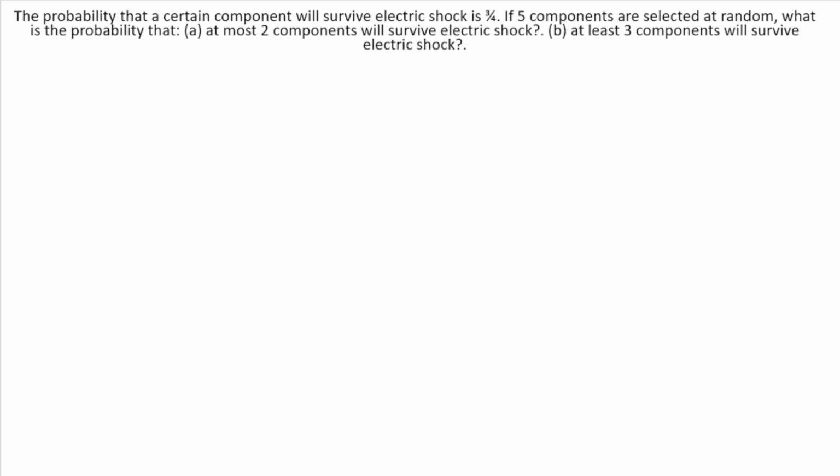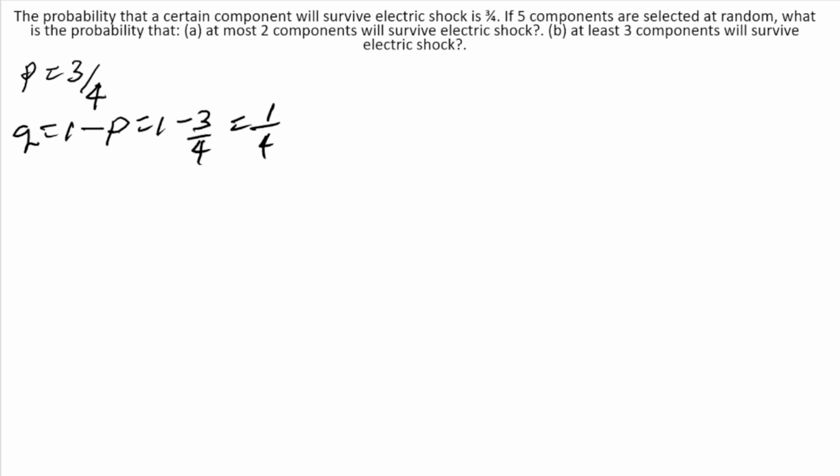The question says that the probability that a certain component will survive electric shock is 3 over 4. If 5 components are selected at random, what is the probability that... Now, the probability that a certain component will survive electric shock is 3 over 4. So the p is 3 over 4. The q here can be gotten as 1 minus p. That is 1 minus 3 over 4, which will definitely give us 1 over 4.